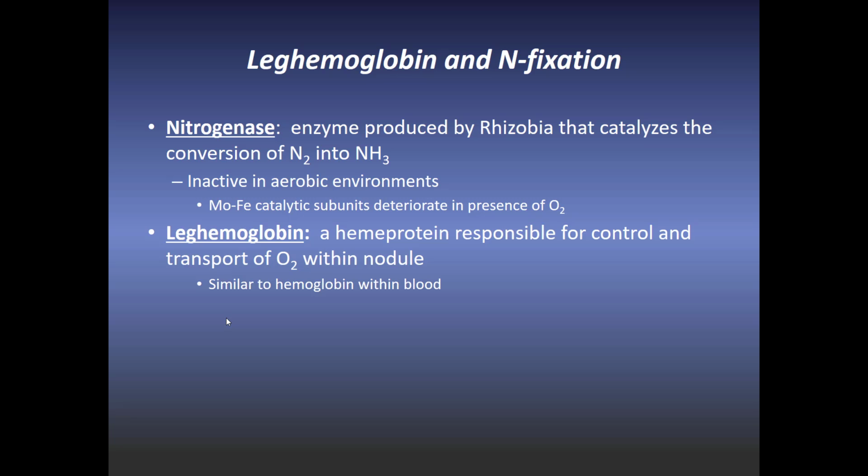Now, we have to have air, we have to have oxygen, at least in some fashion, available to those roots, because you're using a lot of energy in respiration to fix that nitrogen. And that's where leghemoglobin comes into play. Leghemoglobin is a heme protein, a hemoglobin-type molecule responsible for control and transport of oxygen within the nodule. So leghemoglobin is moving oxygen around the nodule to the tissues that need it, but at the same moment, we have the oxygen segregated from the nitrogenase reaction so that nitrogen fixation can occur. A very elegant solution.